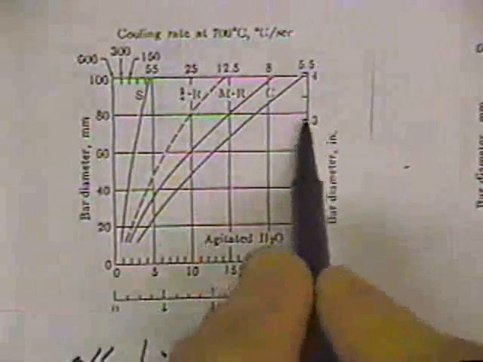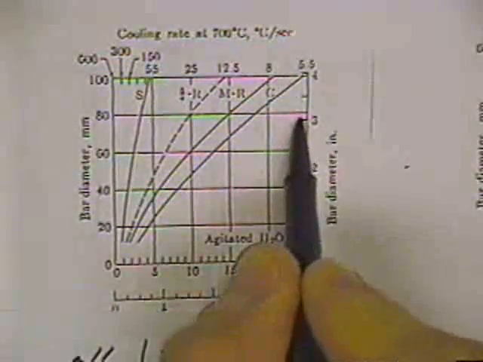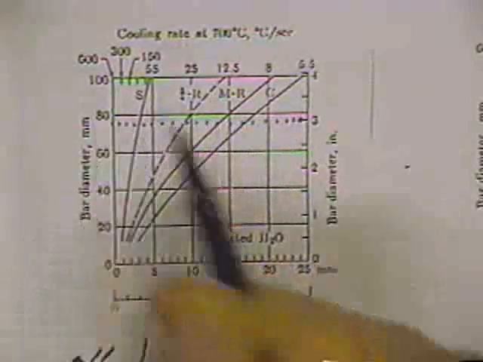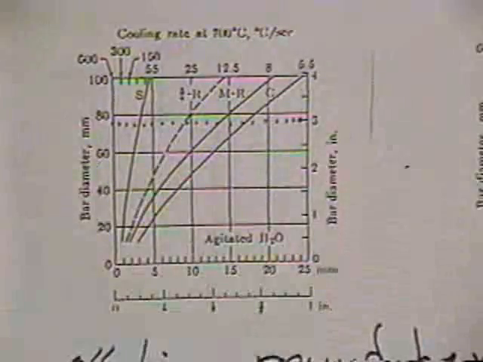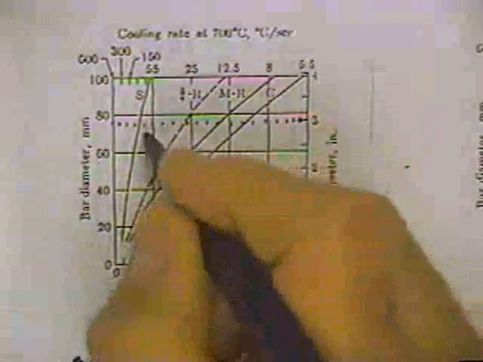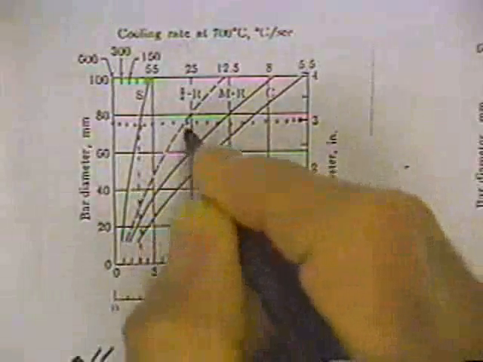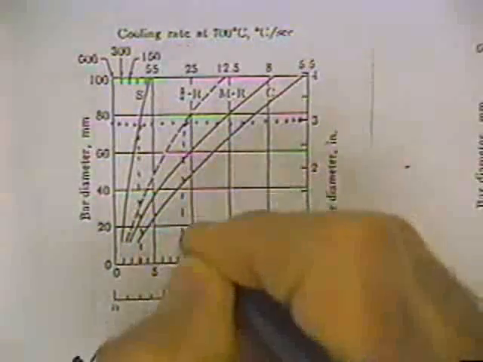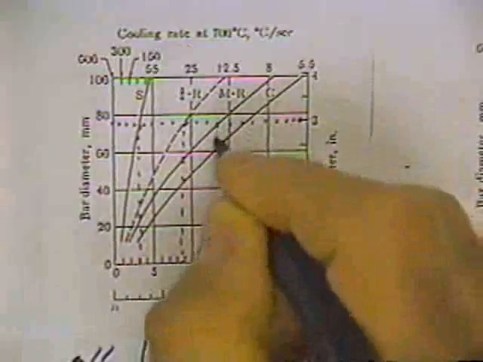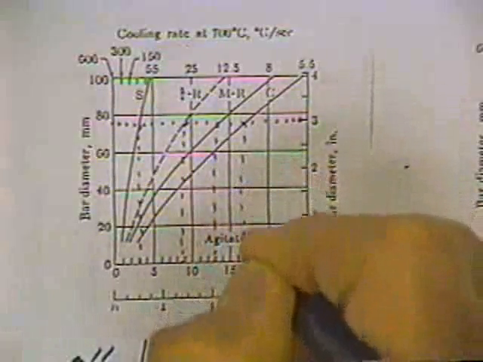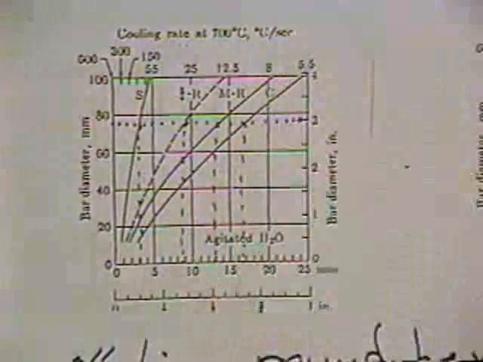So for the 3-inch diameter bar, we draw a line across there, and where that intersects these curves, we can drop perpendiculars down to the axis, or if you want to, you can go up to the cooling rates that are up there.